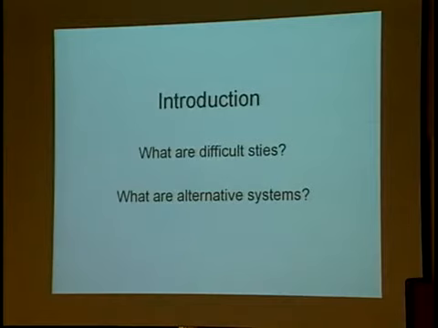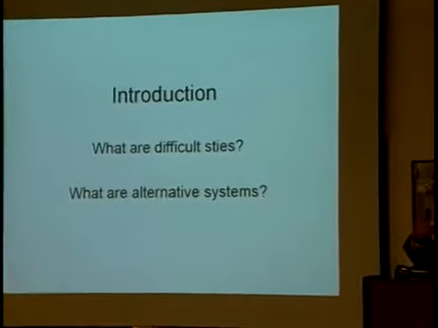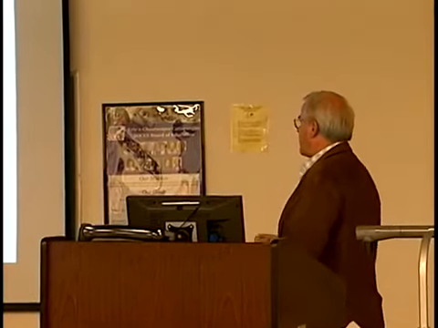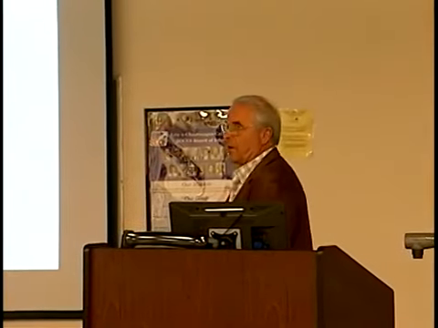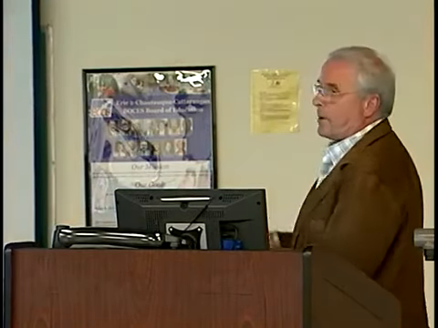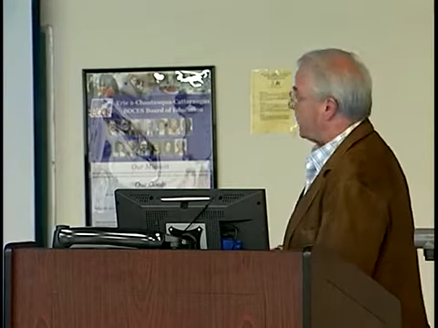What are difficult sites? Our definition of a difficult site is any site that doesn't meet the criteria for a conventional system. You don't have enough soil. You don't have enough area for the system. The slopes are steep, and so on. What are alternative systems? Any alternative system, in our definition, is anything that's not a conventional septic tank leach field system in the existing soil. You end up going to an alternative system. Some of the manufactured products you've seen here, and I'm going to show you the use of some of these shortly. Those are the types of alternative systems that you have to get into.